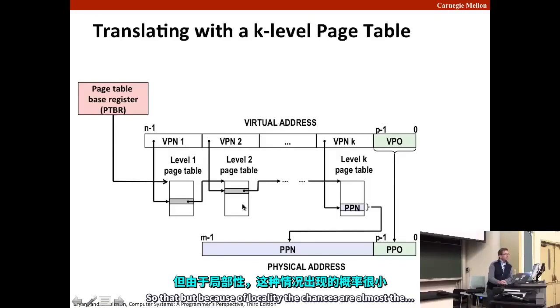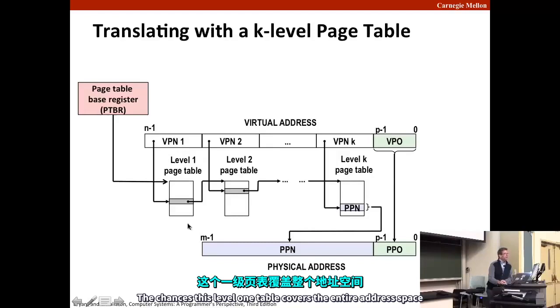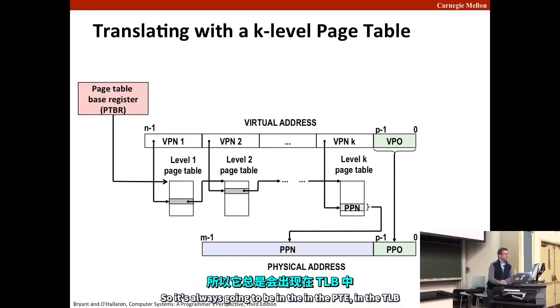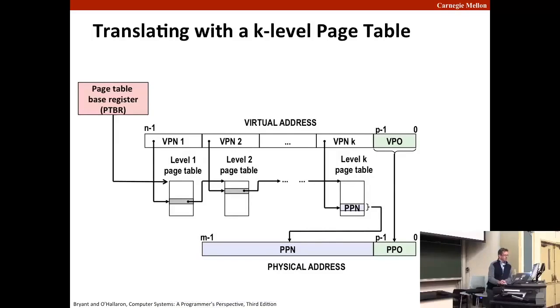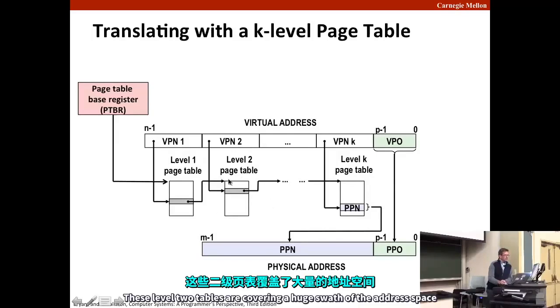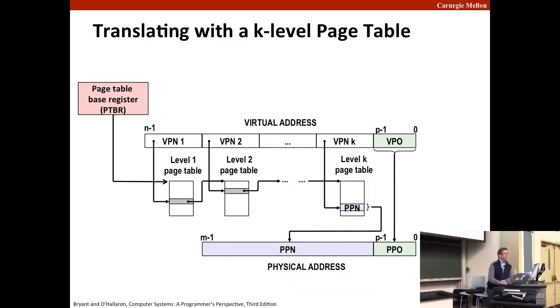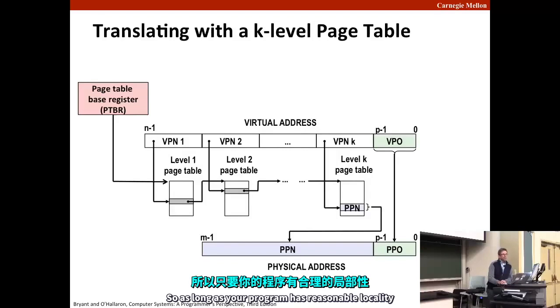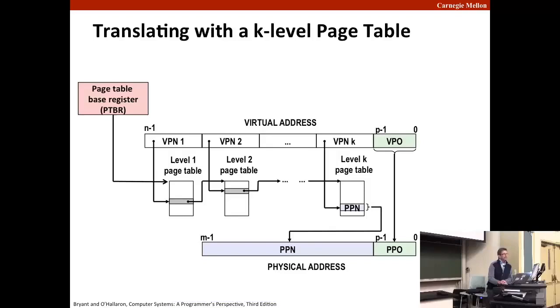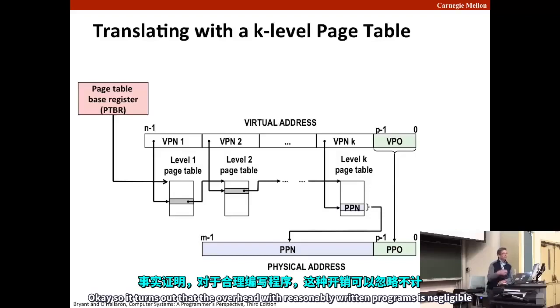But because of locality, the chances are that this level 1 table covers the entire address space, so it's always going to be in the TLB. These level 2 tables are covering a huge swath of the address space, so chances are they're going to be in the TLB too, right? So as long as your program has reasonable locality, most of these lookups are going to hit in the TLB. So it turns out that the overhead with reasonably written programs is negligible.